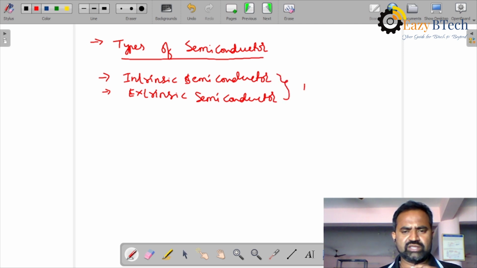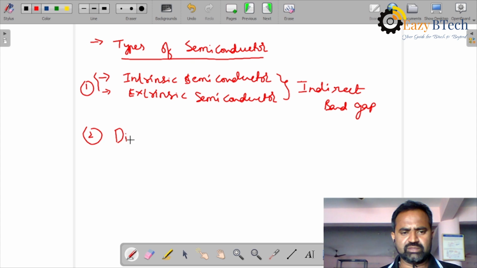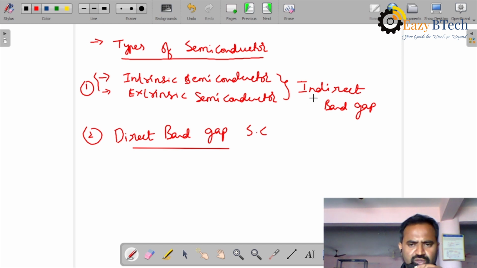These all are known as indirect band gap semiconductors. And the second one is direct band gap semiconductor. Okay, semiconductors are classified into two types. One is an indirect band gap semiconductor. Another one is a direct band gap semiconductor.